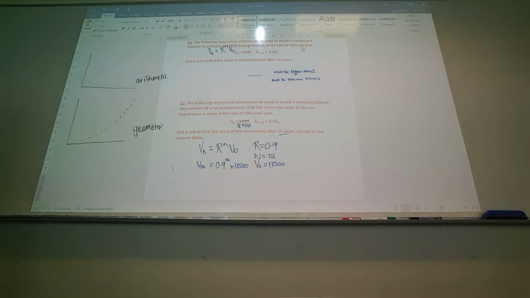I thought that was like a difference. No, the recurrence relation is just how we represent the data. R means ratio. What do we have to multiply by? They always give it to us, don't they? Yep.